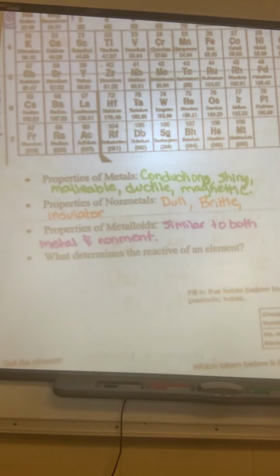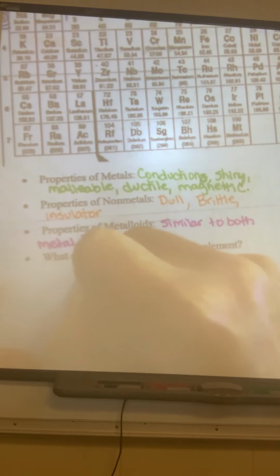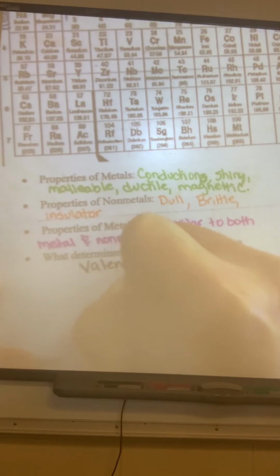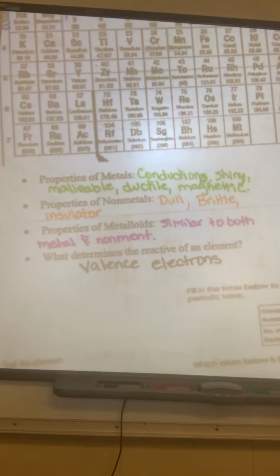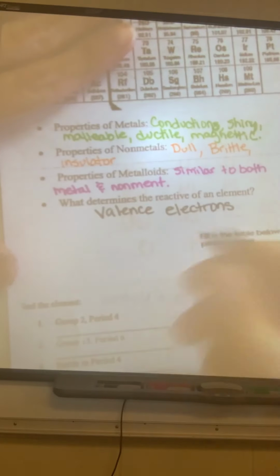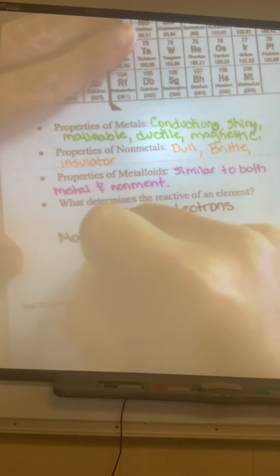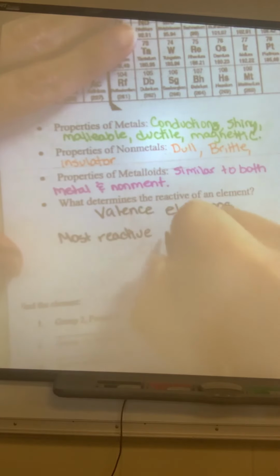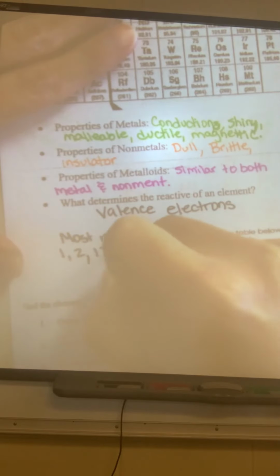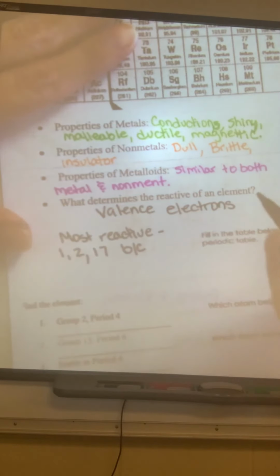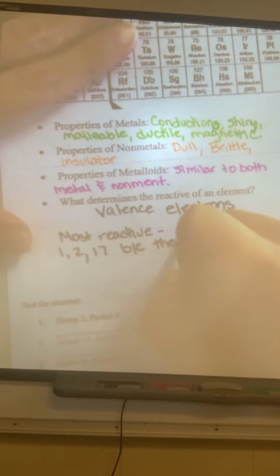All right, what determines how reactive an element is? Valence electrons do. All right, so if that's true, then what groups are going to be my most reactive? Groups 1, 2, and 17, because they lose or gain electrons really fast.